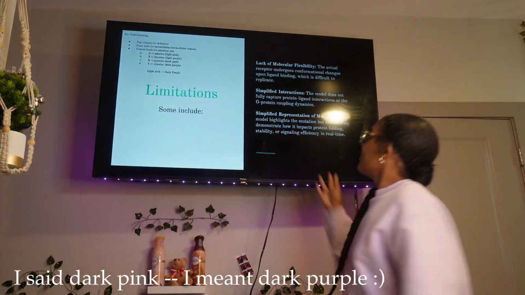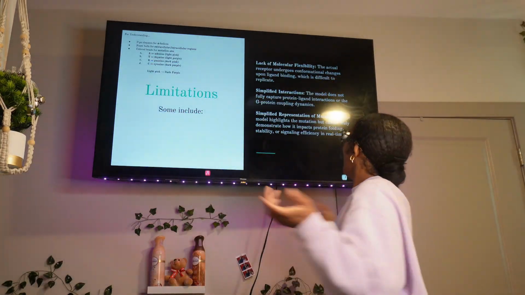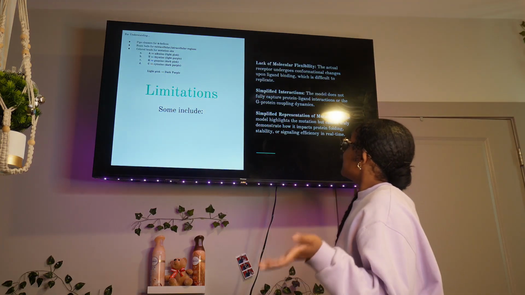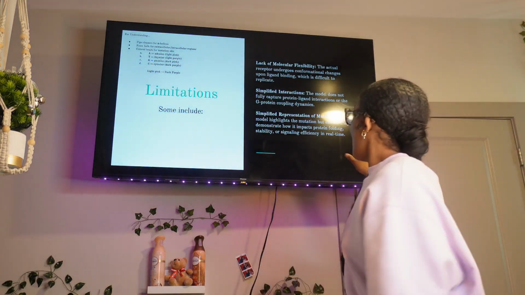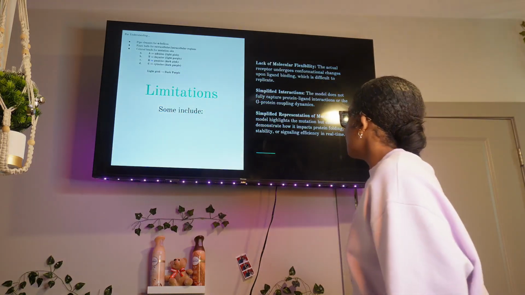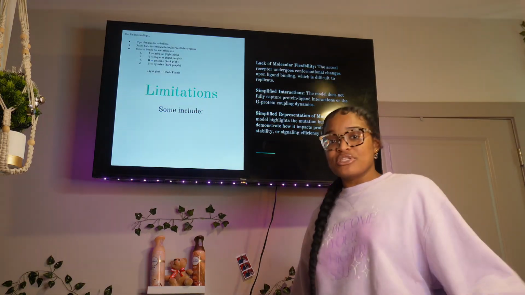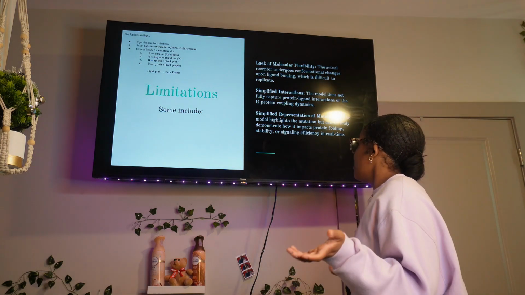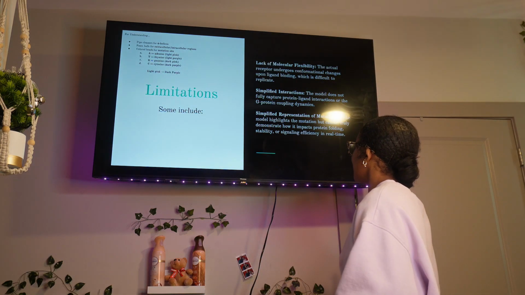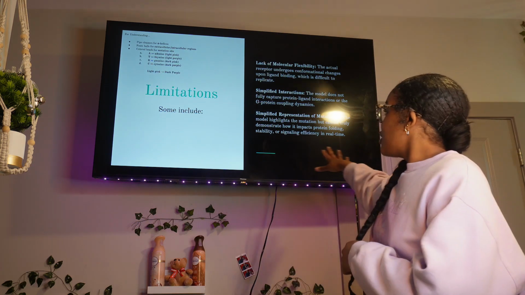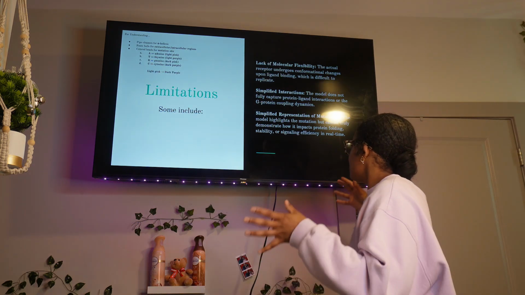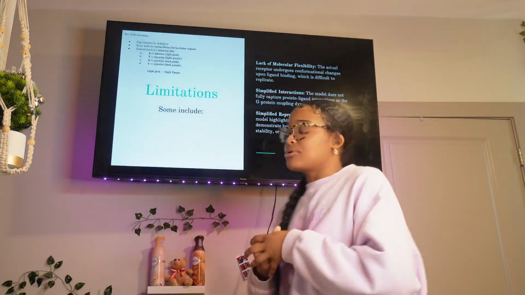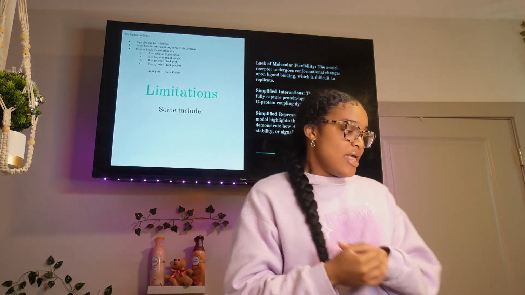So the limitations of my model, obviously, it's not that sturdy. The actual receptor undergoes conformational changes, which is difficult to replicate. I simplified all the interactions. It doesn't show the G protein binding with the α-MSH. And this is just a simplified representation of the mutation. My model can't truly demonstrate the changes in the protein folding and the stability and signal efficiency in real time.